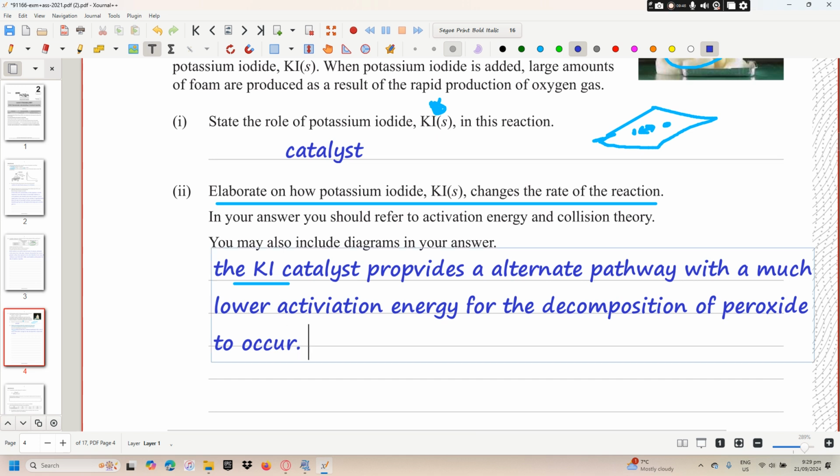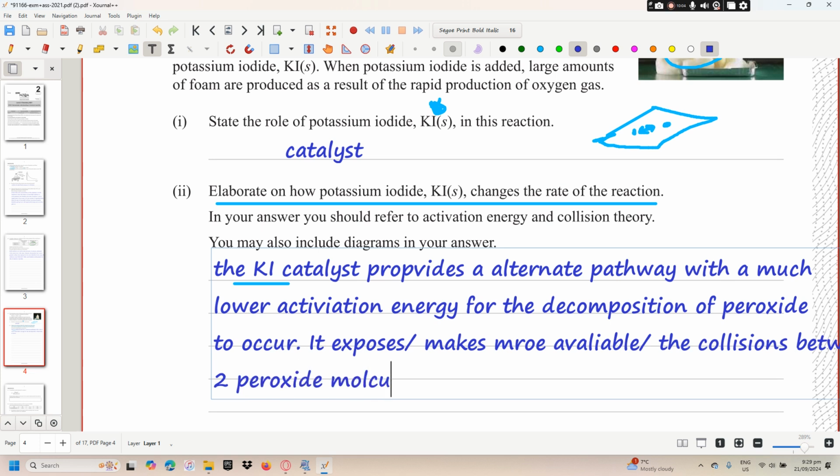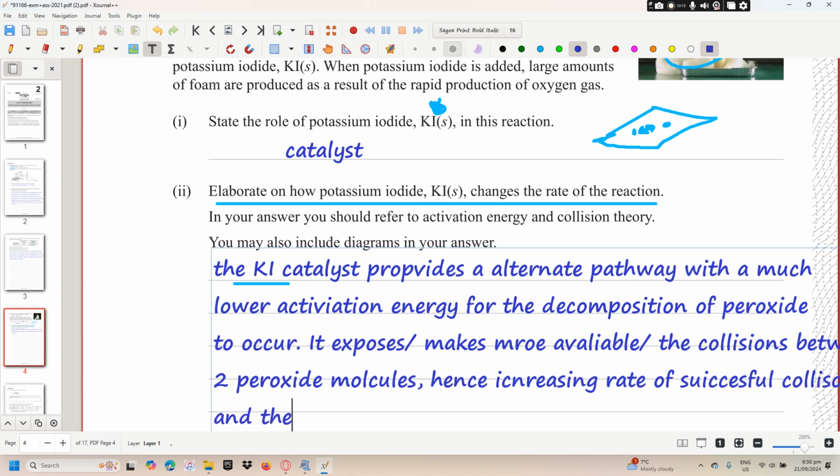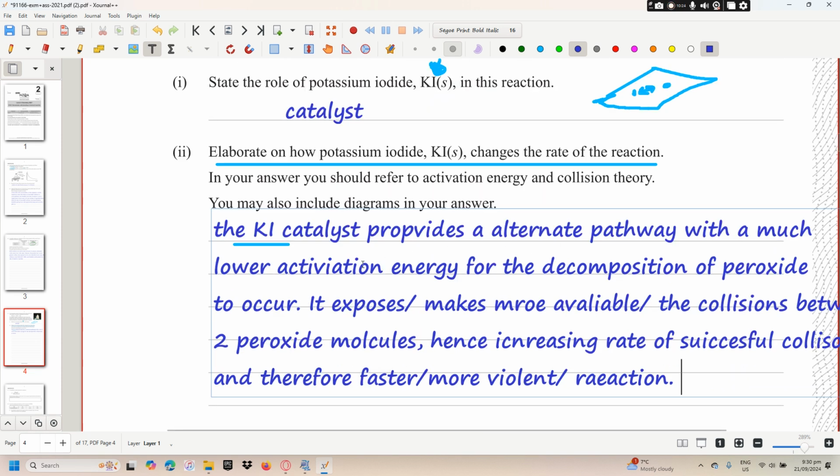Yep. It's sort of what I was alluding to up here. It exposes or makes more available the collisions between two peroxide molecules, hence increasing the rate of successful collisions, ignore my spelling, and therefore a faster, more violent reaction, whatever. Jesus, my spelling is shocking. Oh well. Alright, so lower activation energy, increase the rate of reaction.